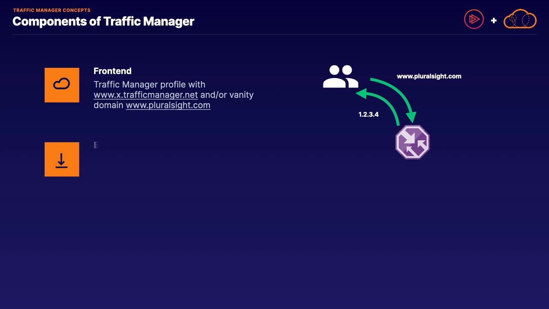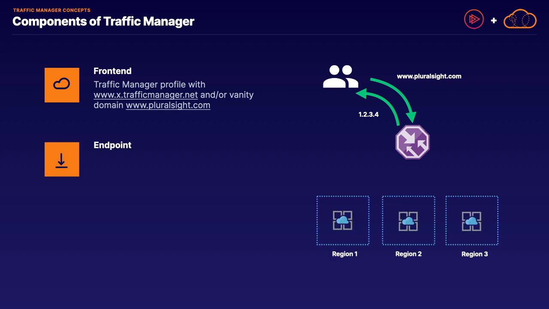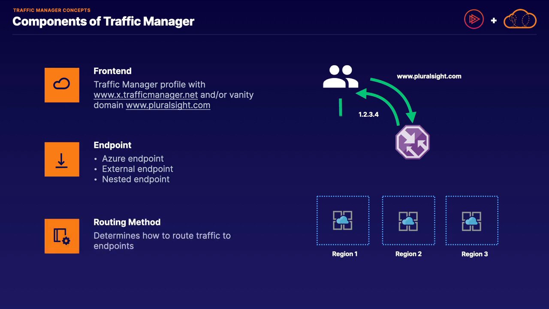And then we have our endpoints, and our endpoints can be multiple types, such as Azure endpoints, external endpoints on premise, and nested endpoints, like a Traffic Manager behind another Traffic Manager. And then we have routing methods, and those are what's going to determine how we're going to route traffic to those endpoints, either in Azure, externally on-prem using public IP or public DNS, or nested endpoints where we have Traffic Manager behind another Traffic Manager profile.